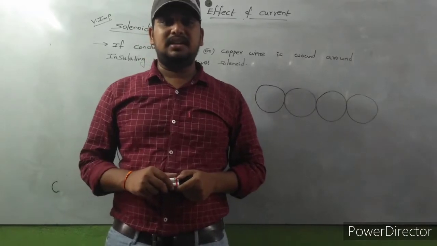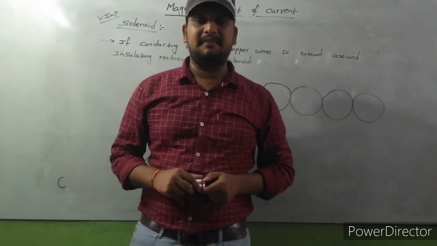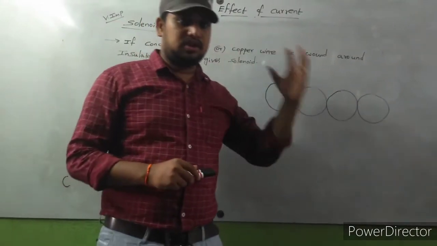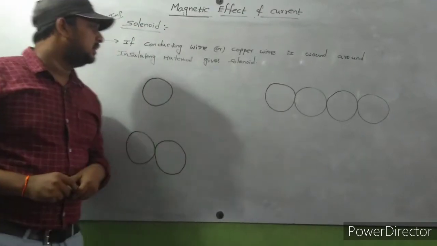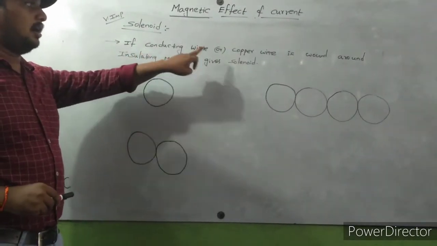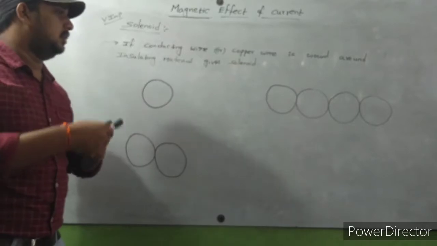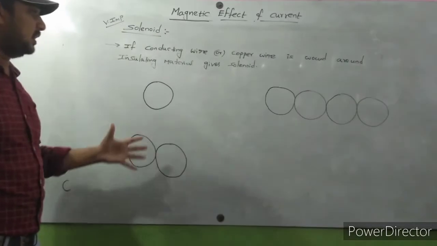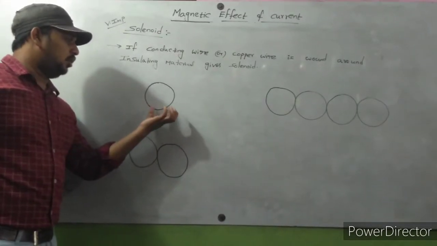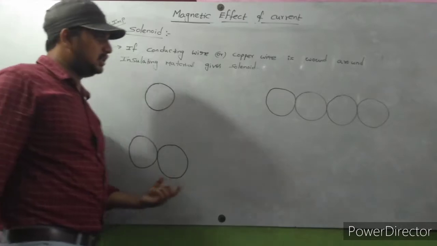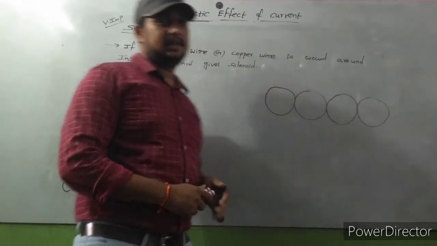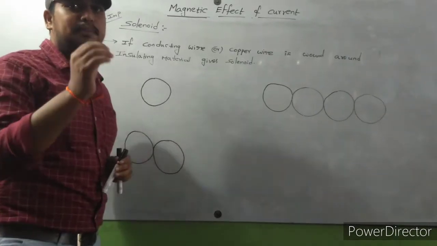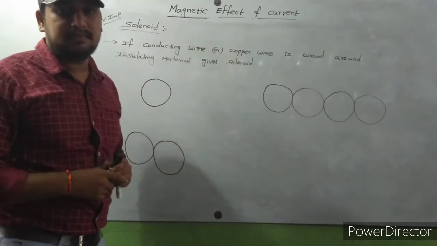Well, continuing my lecture on the chapter magnetic effect of current, now I am going to discuss the concept of the solenoid. If a conducting wire or a copper wire is wound around insulating material, it gives a solenoid. Here observe carefully. Here I consider 1 loop, here 2 loops, here 4 loops. So what is the main use of this solenoid? A solenoid will produce a strong magnetic field.